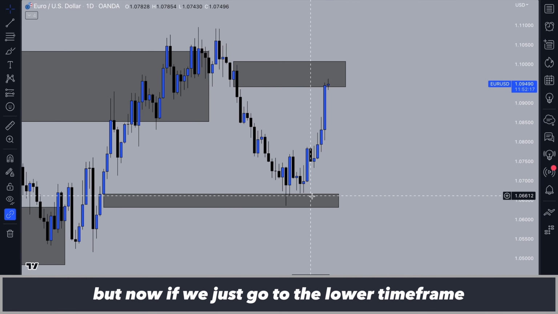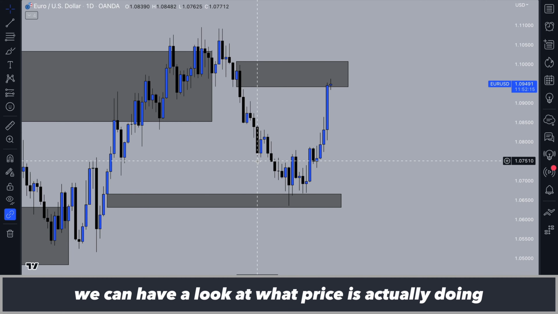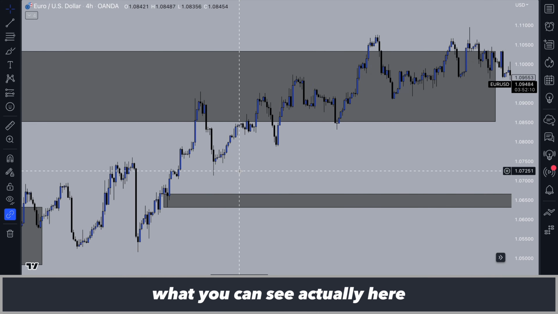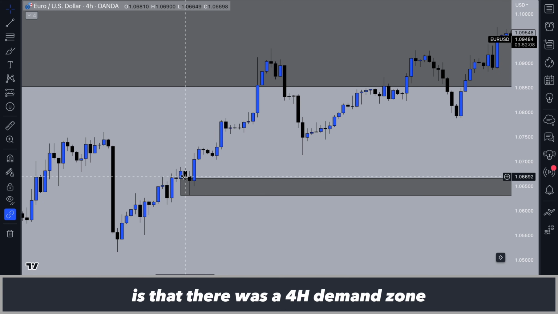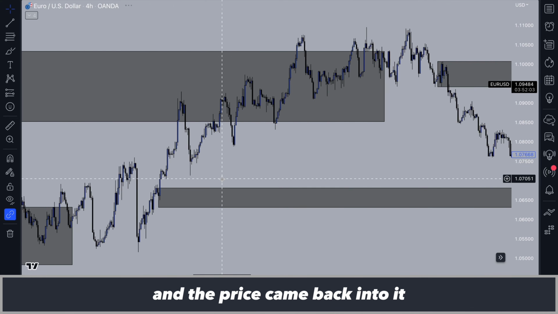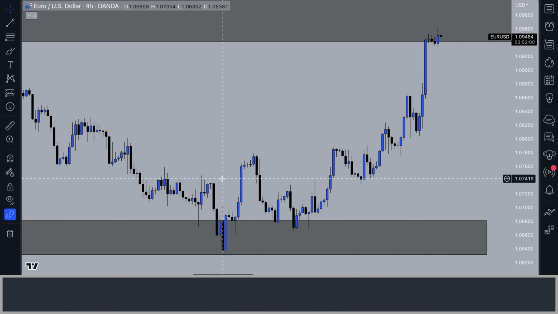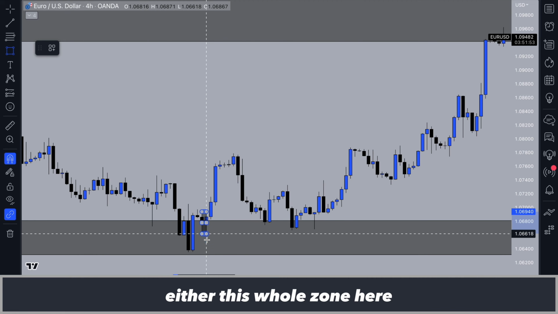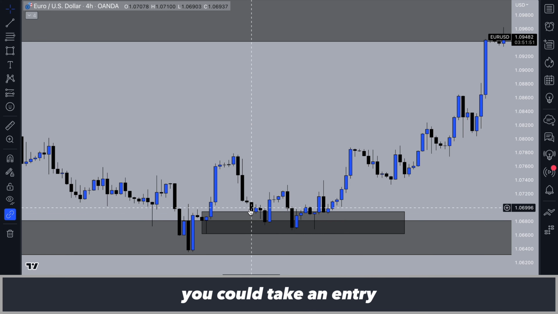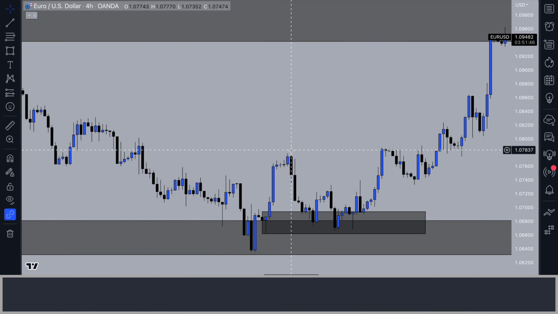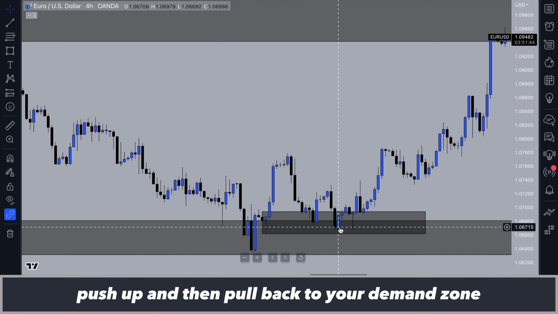But now if we just go to the lower time frame, we can have a look at what price is actually doing. So for me, I like to go to the 4 hour, and if we just look back, what you can see actually here is that there was a 4 hour demand zone, you know, took out liquidity and shot up, and then price came back into it. And actually you could have got a very nice entry just off of this, either this whole zone here, you know, you could have taken an entry. You've got a liquidity grab, liquidity grab, push up, and then pull back to your demand zone before taking off again.